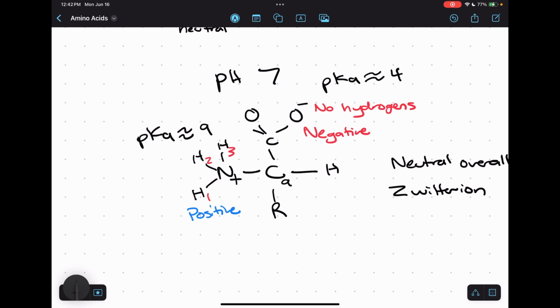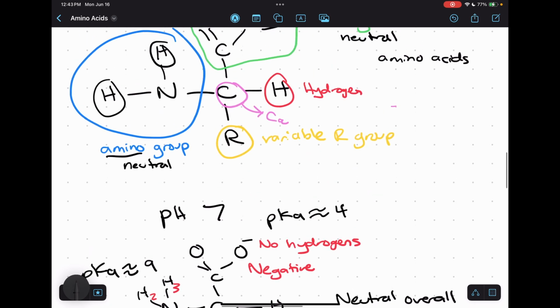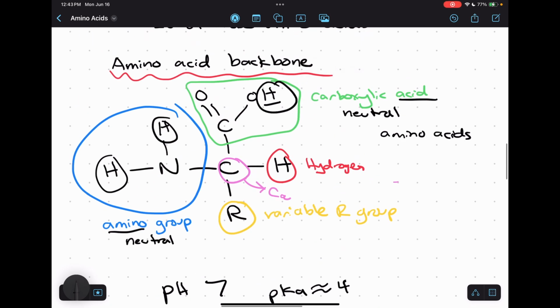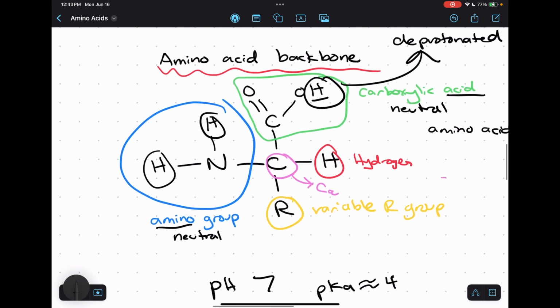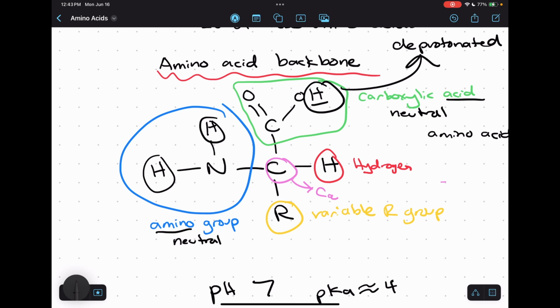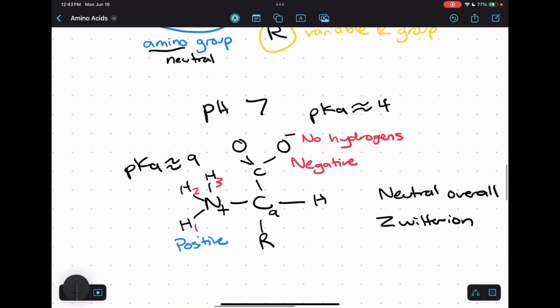So when the pKa value is lower than the pH of the surrounding environment, the substance will act like an acid. So in this case, the carboxylic acid will donate the hydrogen that we saw up here, right here, this hydrogen. At physiological conditions, it's going to donate that hydrogen. And we're going to say that the carboxylic acid is deprotonated. However, also at physiological conditions, since the pKa of the amino group is greater than 7, the amino group and the nitrogen is going to be protonated.